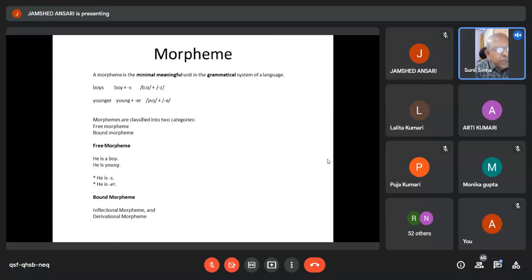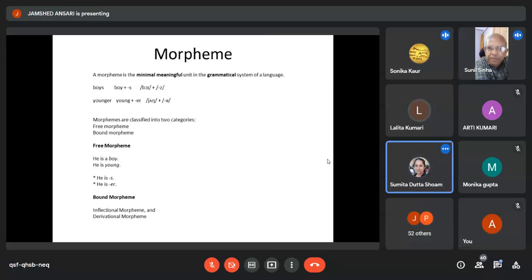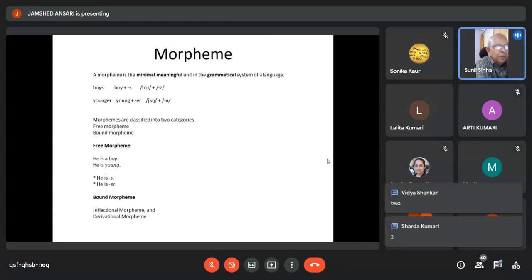How many puffs are there in the word cat? One. But there are two puffs in river. Yes. And then how many puffs are there in morpheme? You know, there are so many letters. You can see it in your presentation here. There are so many letters in morpheme. But how many puffs are there? Two. Morpheme. Yes.